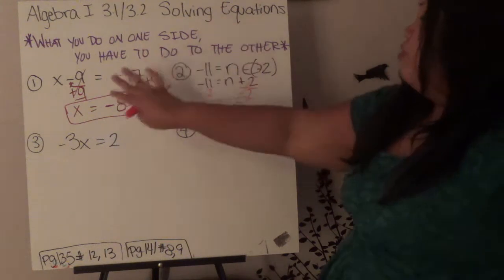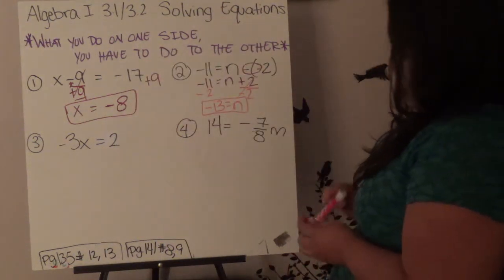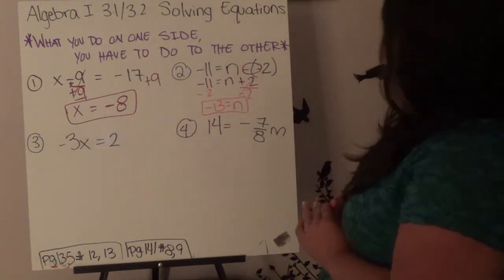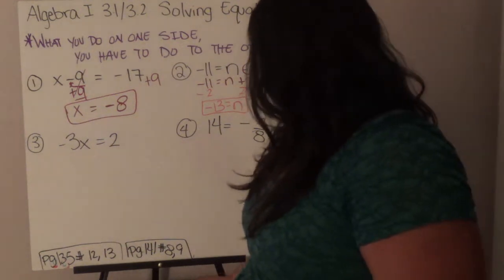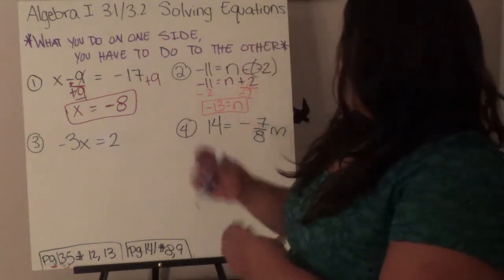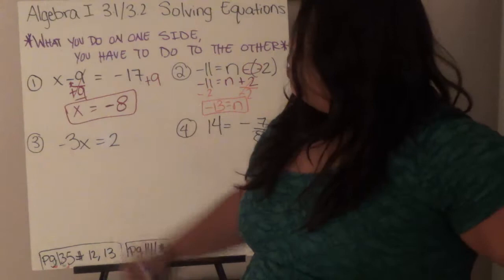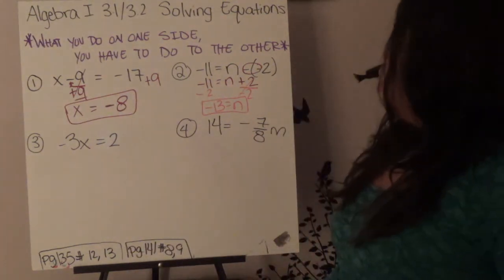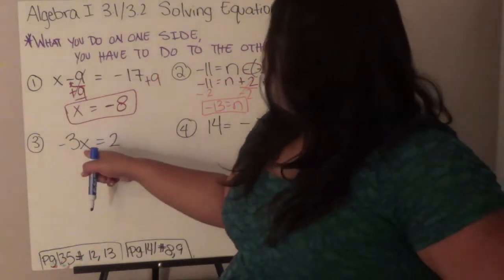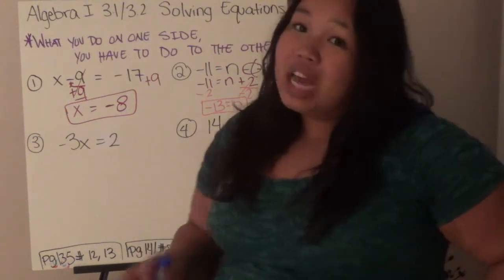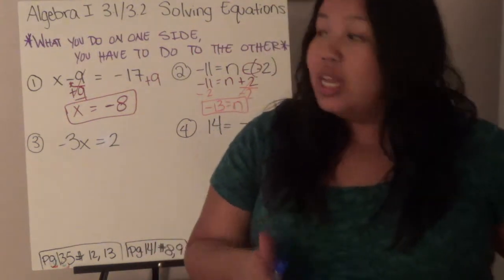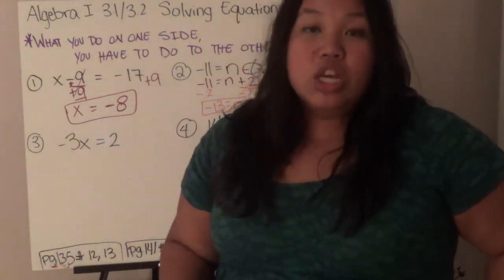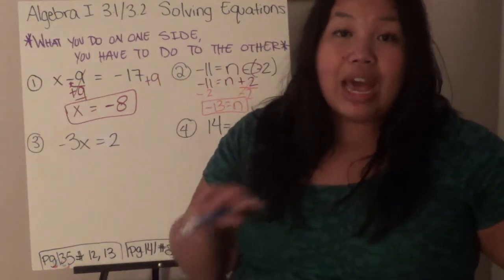So far, we've been dealing with plus and minus. But you can also do the same thing with multiplication and division. For example, this is negative 3x equals 2. Well, the friend that x has is negative 3, but it's not being added to x or subtracted, it's being multiplied to x. So in order for me to get rid of it, I have to do the opposite.